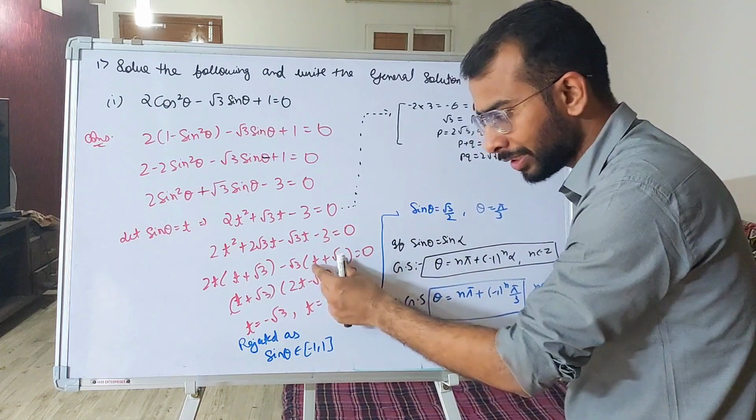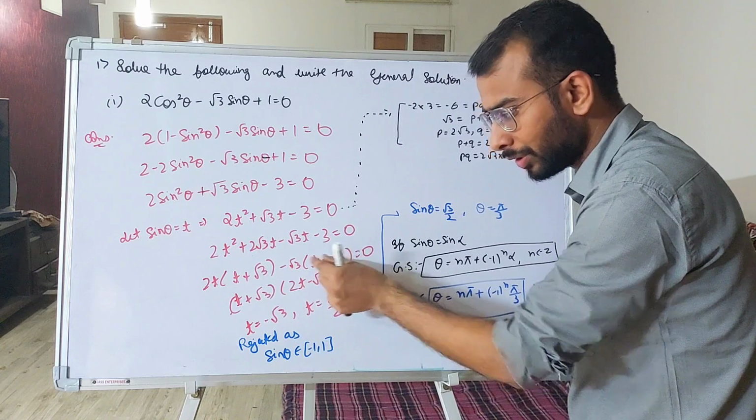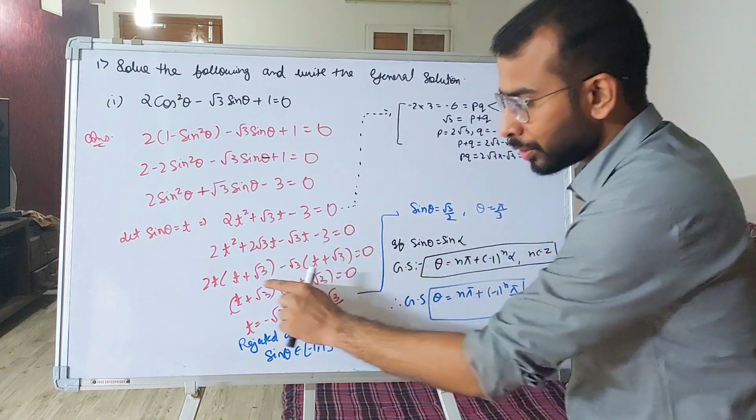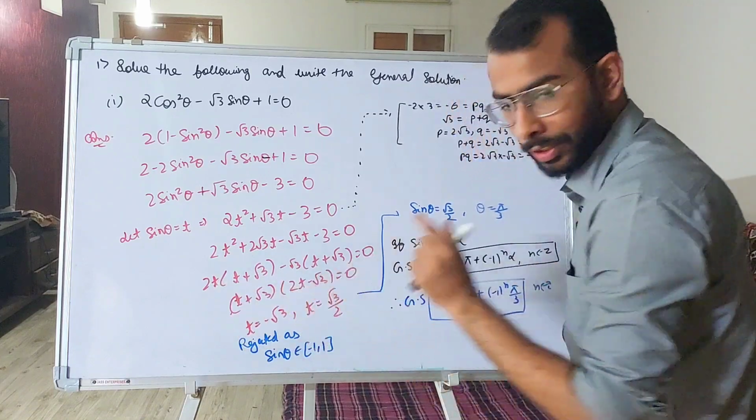How can you check whether this step is correct or not? Root 3 into t minus root 3, minus root 3 into root 3, root 3 into root 3 is 3. So this is correct. So here it is t plus root 3, t plus root 3. We'll take that as common. It's 2 minus root 3.